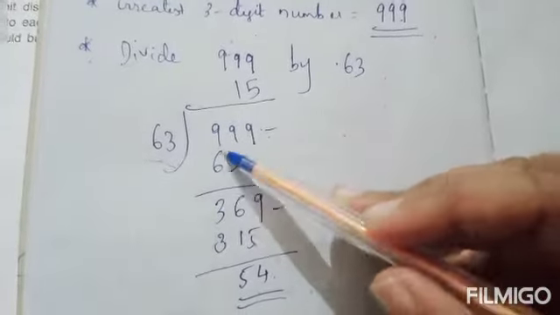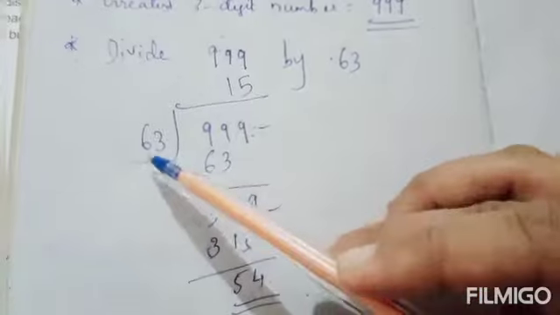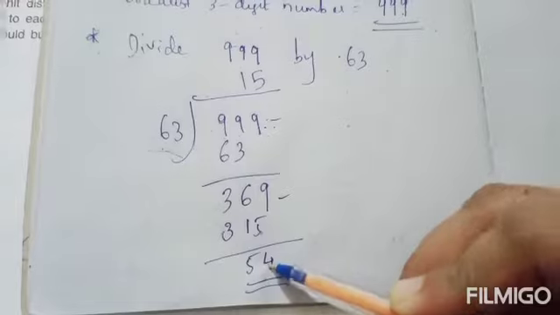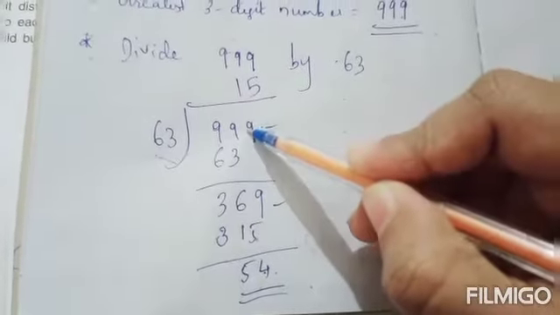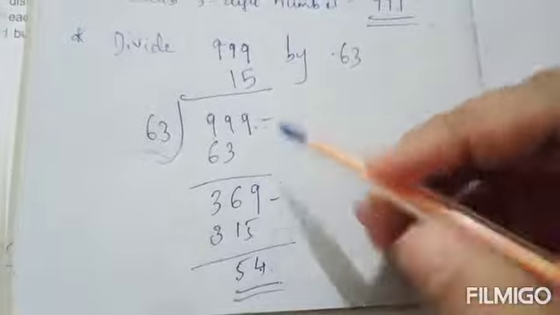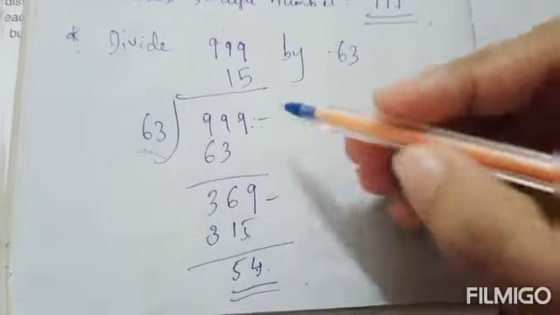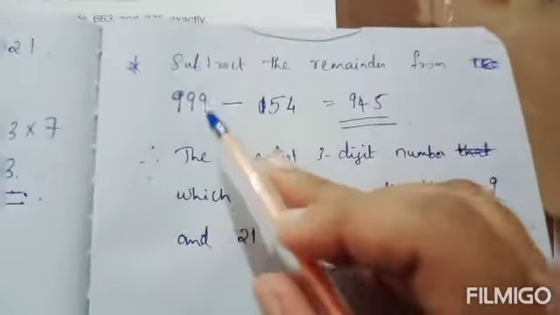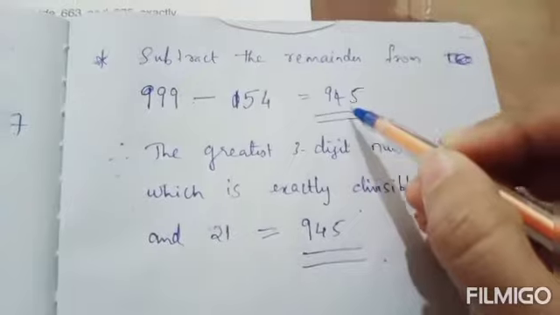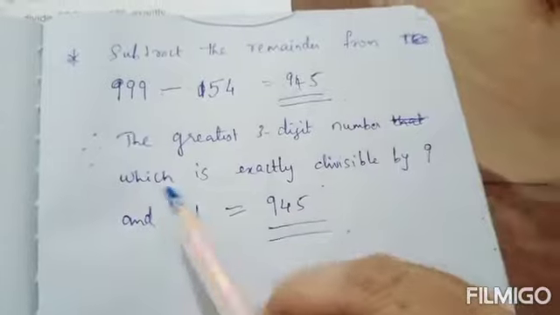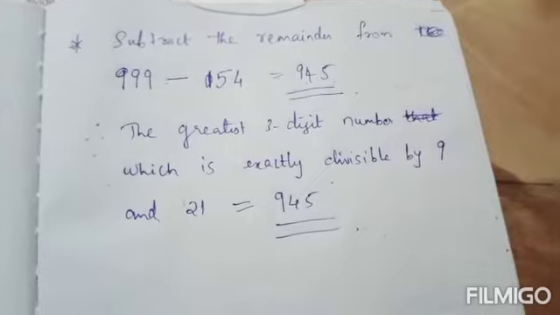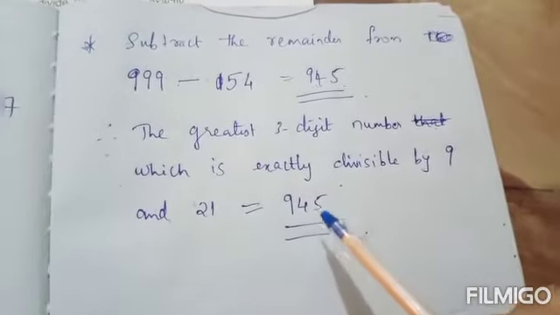Since 999 is not divisible by 63, the next step is to subtract the remainder from 999. That is, subtract 54 from 999. So you will get 999 minus 54, 945. And this is the required answer. You can write the conclusion: the greatest 3-digit number which is exactly divisible by 9 and 21 is equal to 945.